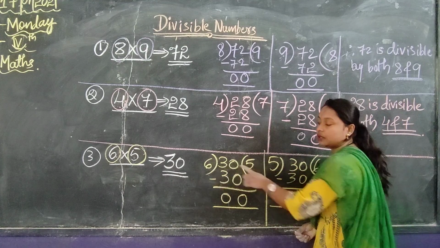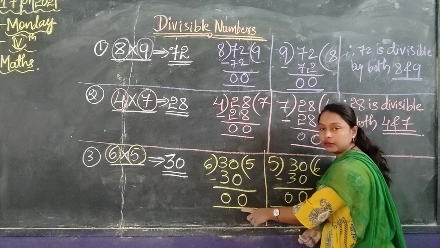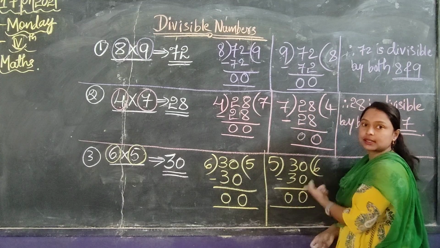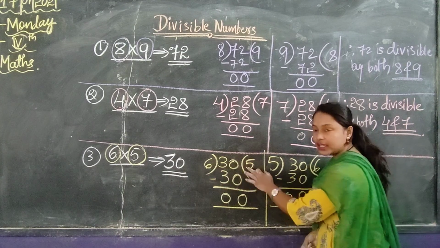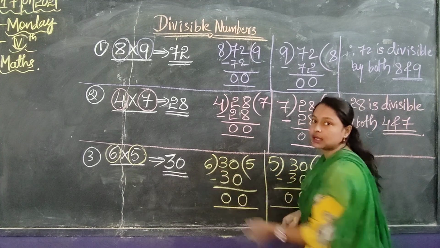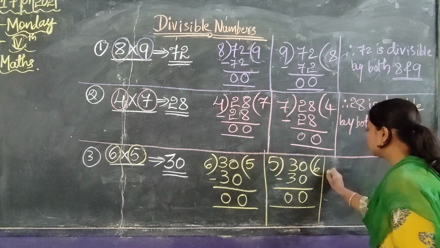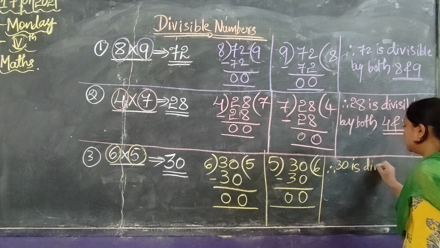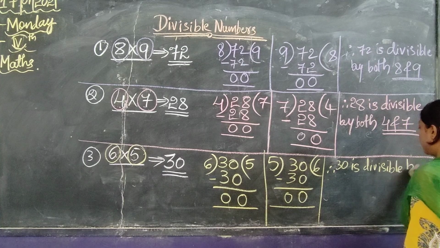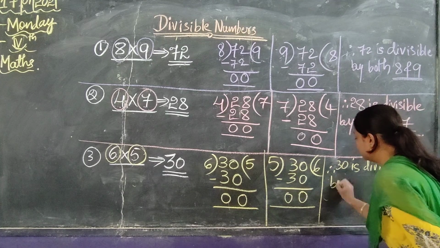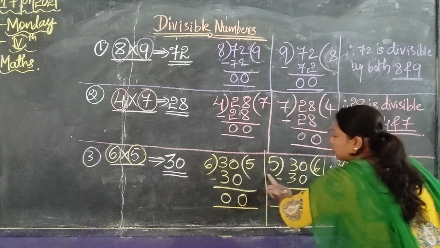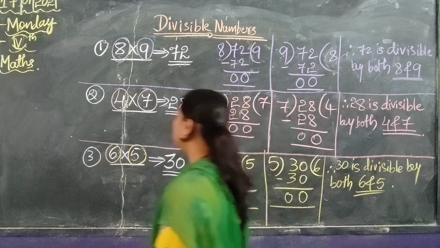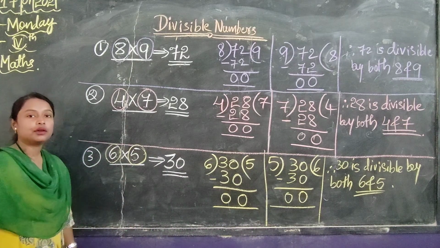Here only you can see 6 5s are 30, it will go. Or reverse, you do 5 6s, the reverse. 5 6s are 30. Same. 6 5s and 5 6s are 30. Means here, therefore, 30 is divisible by both 6 and 5. It is divisible by both 6 and 5.